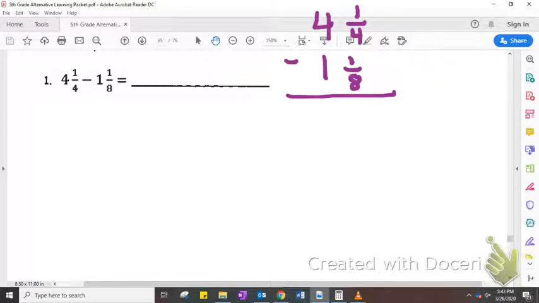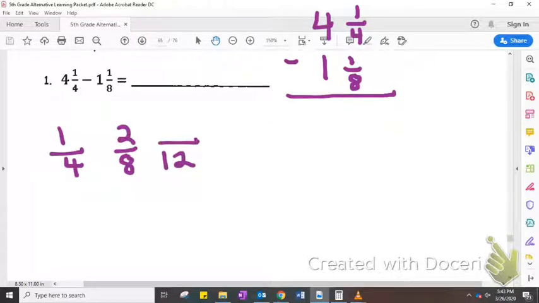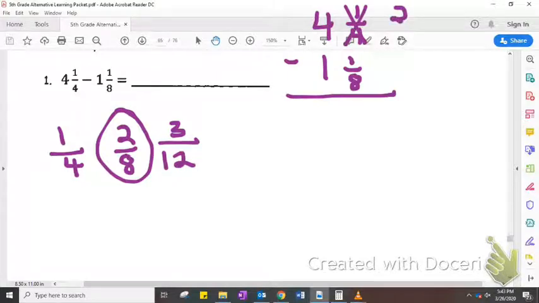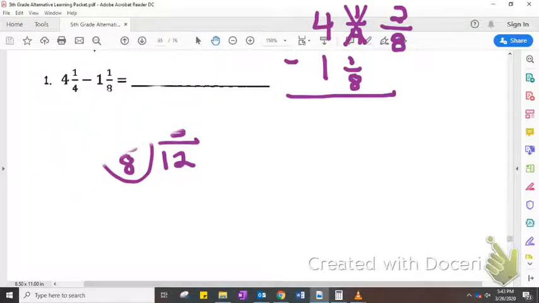So 4 1/4. Let's skip count until we find a common denominator. Okay, so 2/8 is equivalent to 1/4, and it has the same denominator as 1 1/8, so that'll work. Instead of 4 1/4, let's do 4 2/8. They are equivalent. The difference is that 1/4 is in simplest form. Okay, so now we're doing 4 2/8 minus 1 1/8.